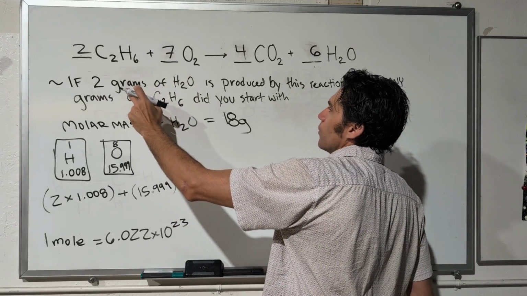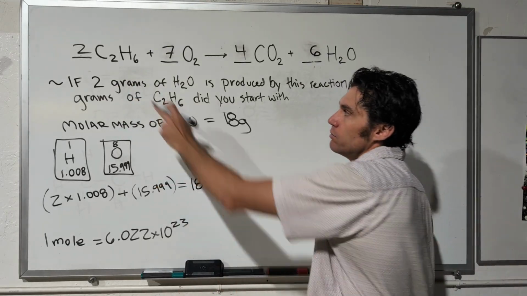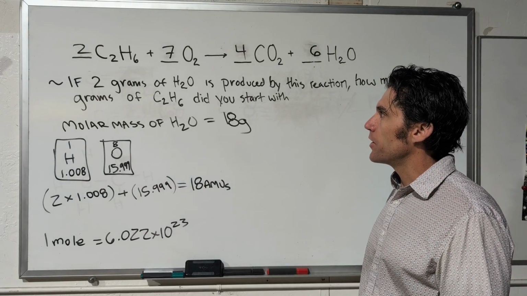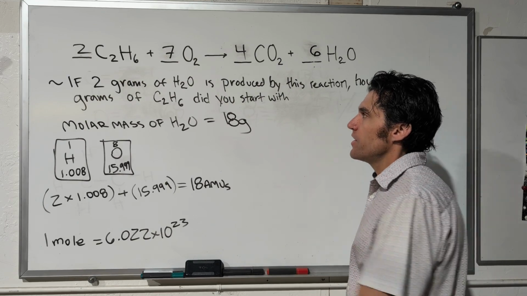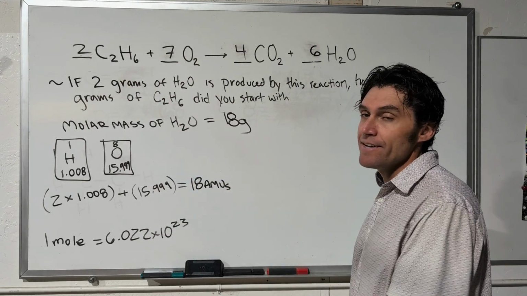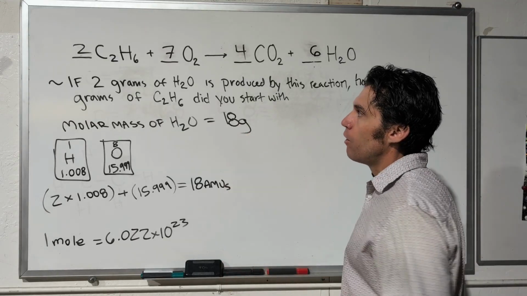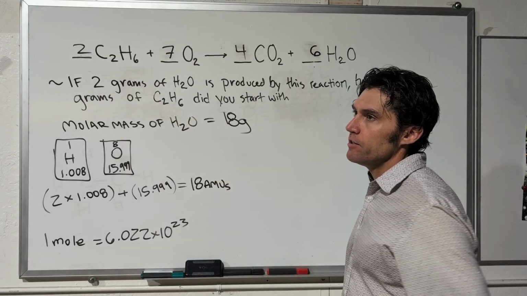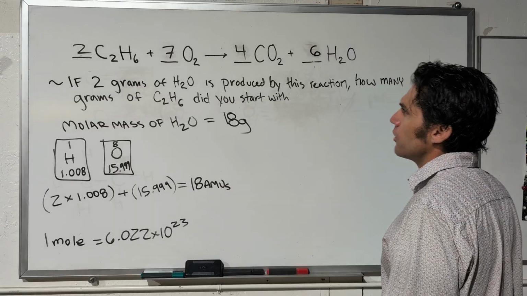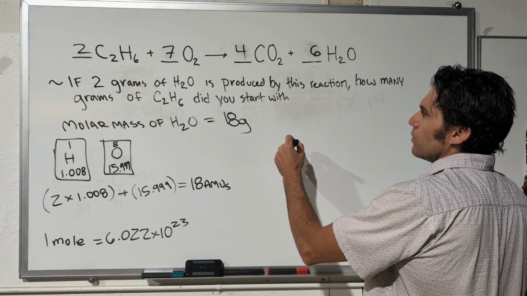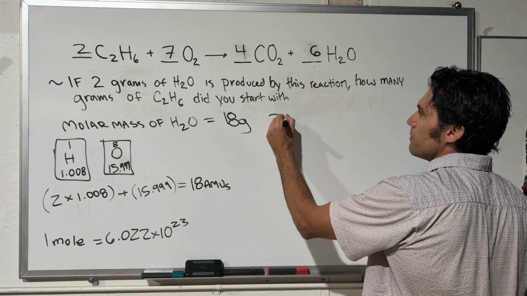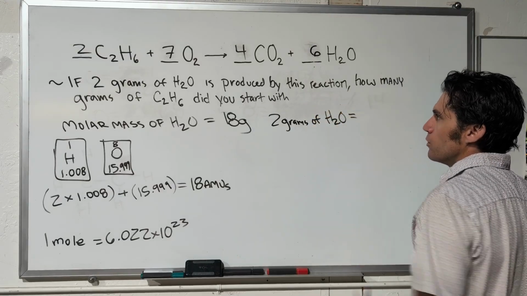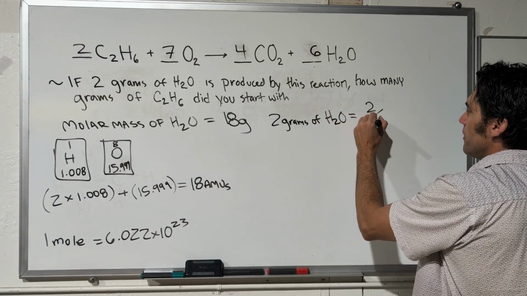Now, do we have a mole? No, we have 2 grams of H2O. So we have less than a mole. We know that it takes 9 times what we got to make a mole. So we basically have 1/9 of a mole, because 2 grams is a lot less than 18 grams, which is the molar mass. So we have 2 grams of H2O equals 2 divided by 18.